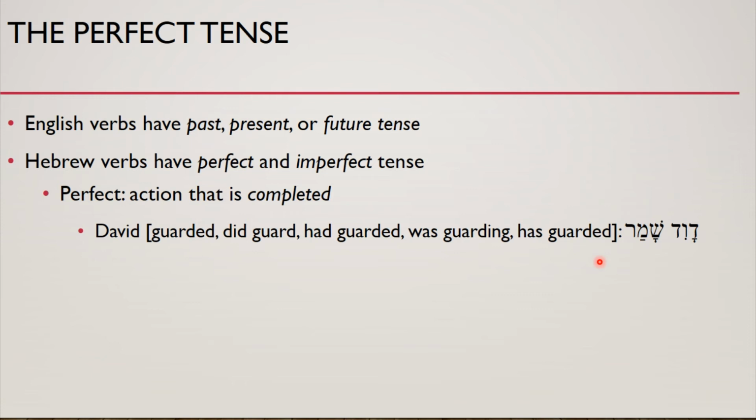The other tense in Hebrew, the imperfect tense, refers to action that is not completed. So if this was an imperfect verb, for example, David and then an imperfect form of shamar, it would be like David is guarding, David will guard, David has been guarding, which is a pretty complex construction. But the imperfect is action that is not completed, and perfect is action that is completed.